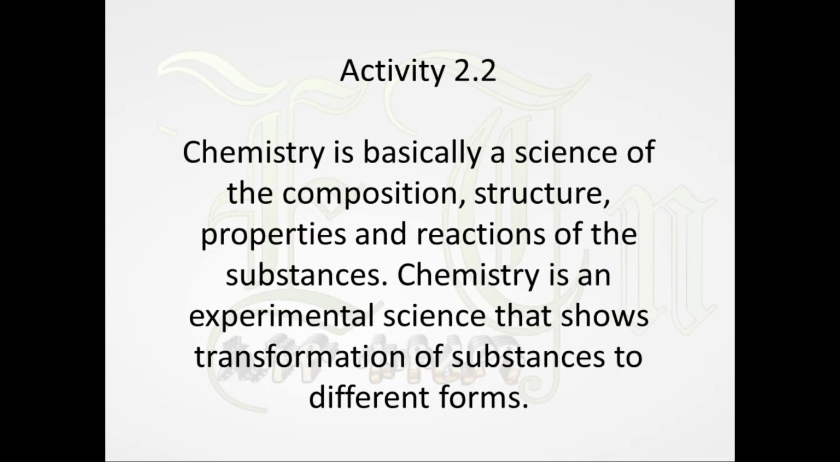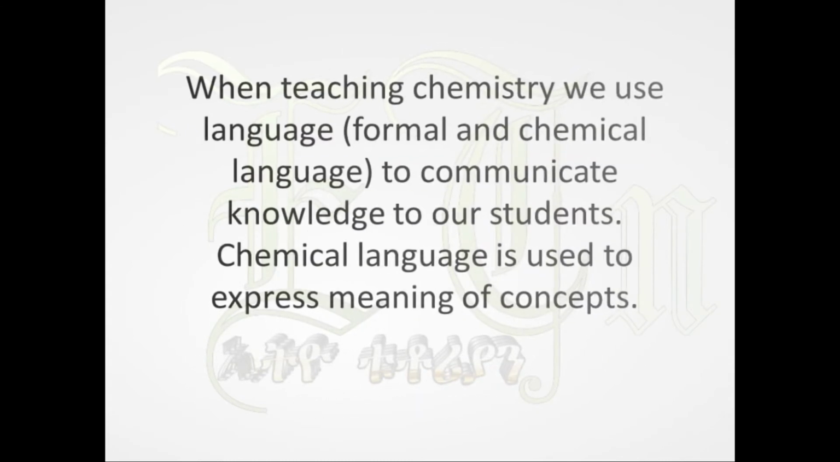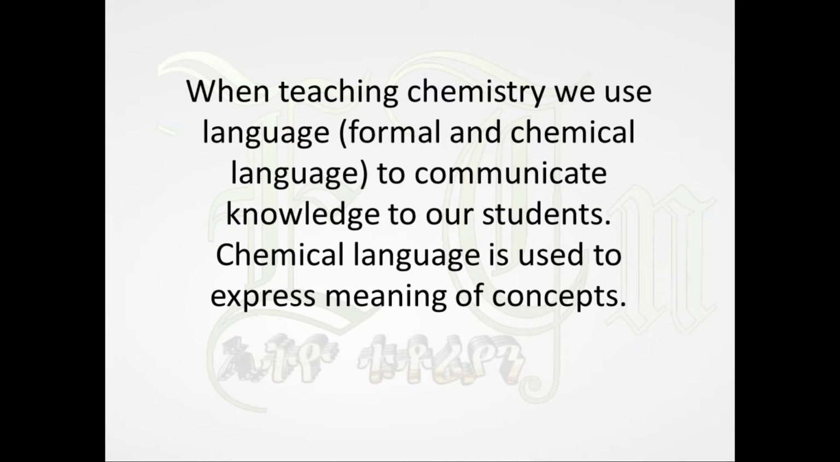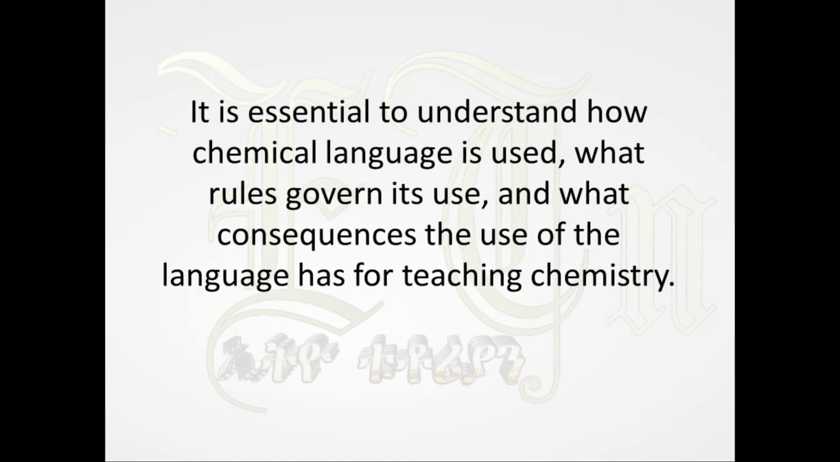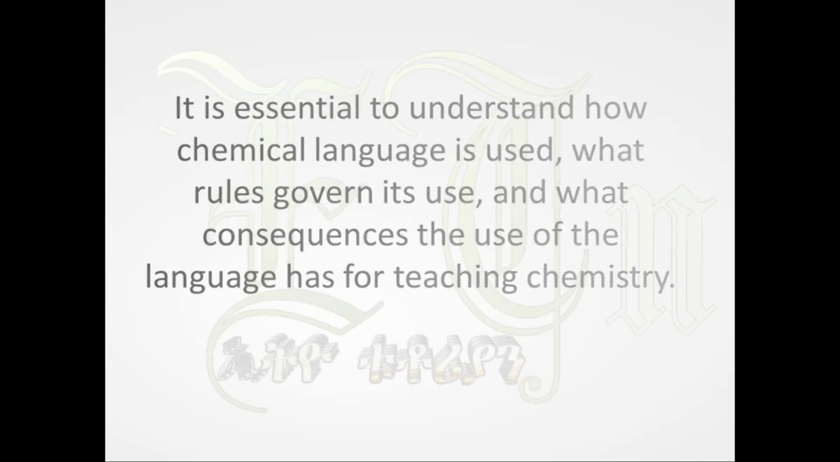Activity 2.2. Chemistry is basically a science of the composition, structure, properties, and reactions of substances. Chemistry is an experimental science that shows transformation of substances to different forms. When teaching chemistry, we use language, formal and chemical language, to communicate knowledge to our students. Chemical language is used to express meaning of concepts. It is essential to understand how chemical language is used, what rules govern its use, and what consequences the use of the language has for teaching chemistry.